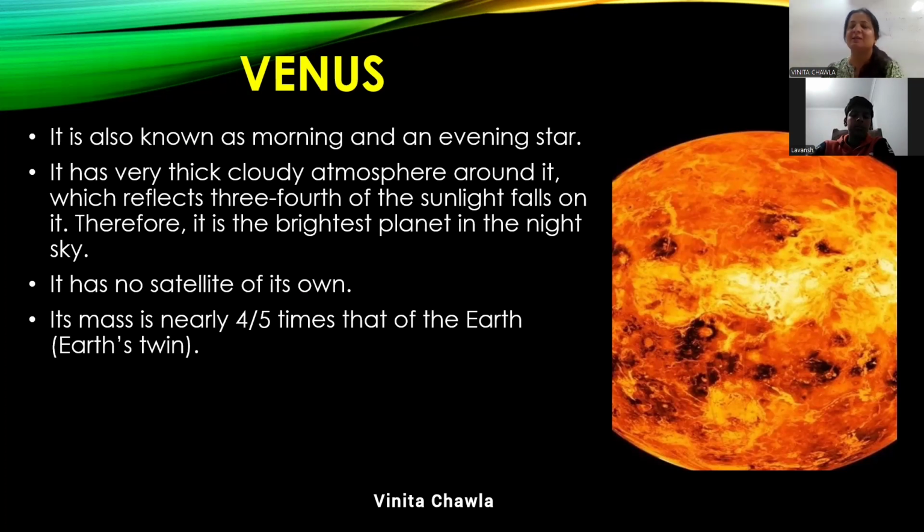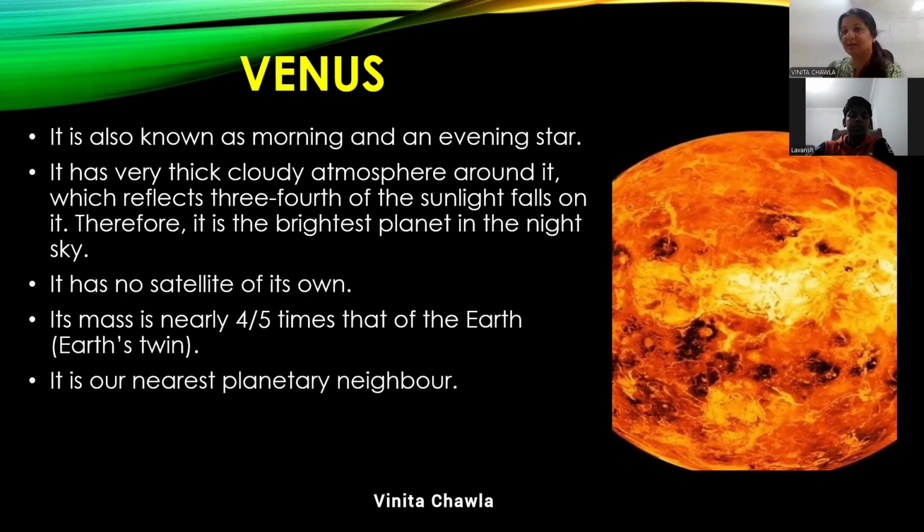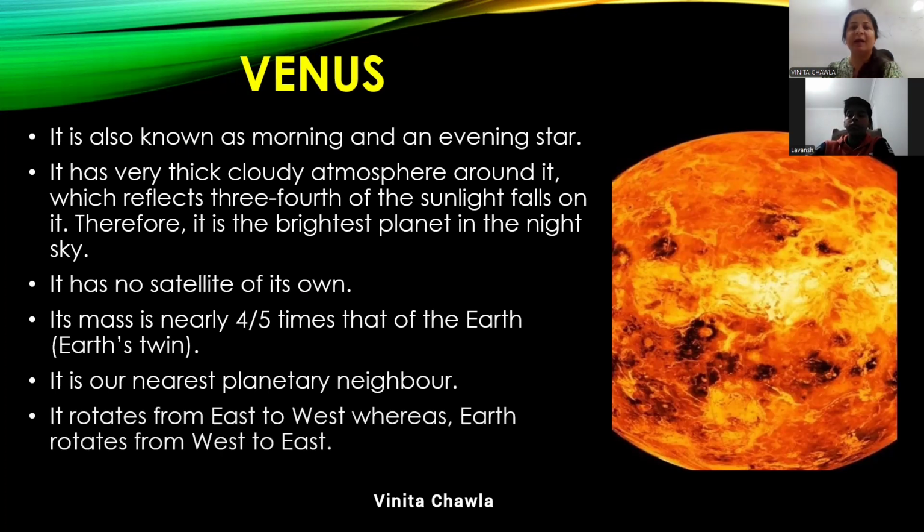Venus is called Earth's twin because Earth and Venus are of nearly the same mass. And this is the reason it is called Earth's twin. It is a nearest planetary neighbor. It is the nearest planet to us, and it rotates from east to west, whereas Earth rotates from west to east. Earth rotates from west to east, and this is the reason we see the sun rising from the east and setting in the west. Okay, because Earth is rotating from west to east. So we see everything rising from the east. This we had discussed in previous class also.